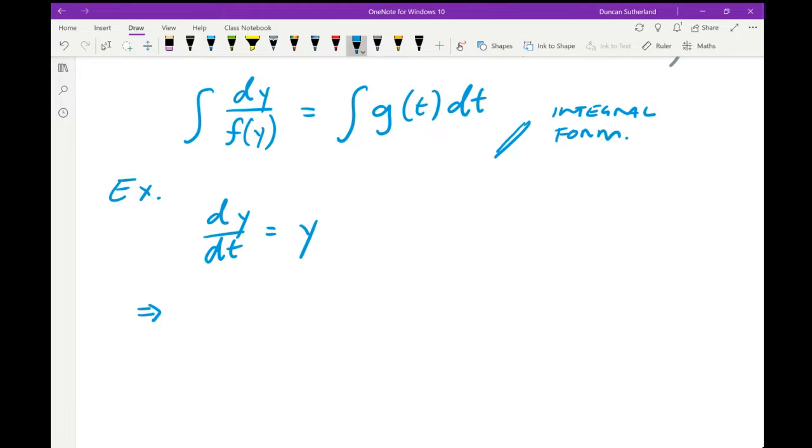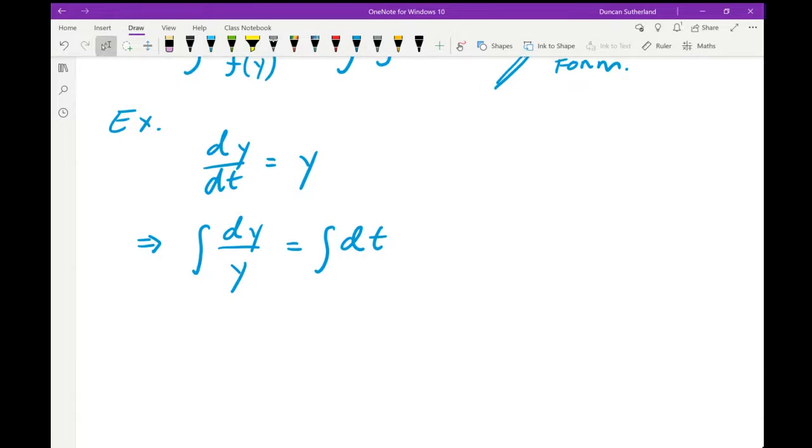Doing our separation step, pretending that these things are fractions. Get dy on y equals dt. Now this is kind of naughty. We integrate, and now that's formally separated. This is how I generally prefer to do these questions. The naughty step, I don't write it, I just use that as a mnemonic, and then I put the integral signs on it.